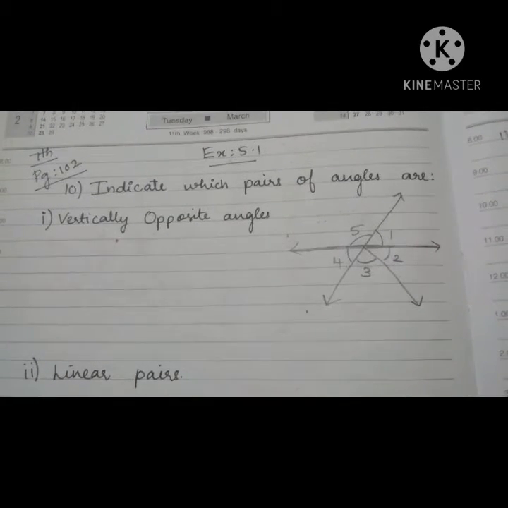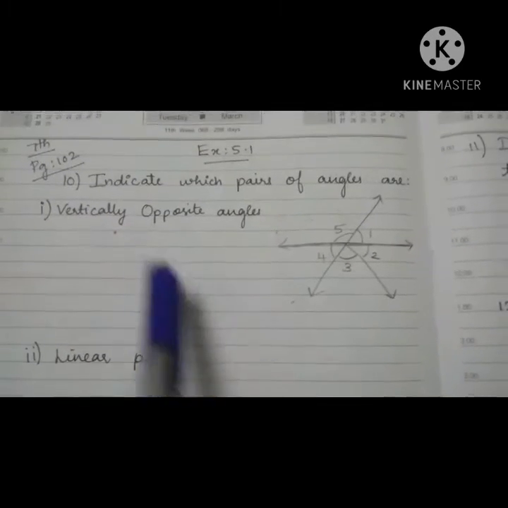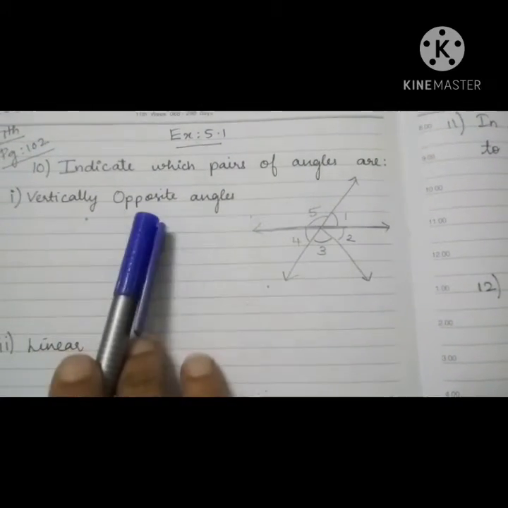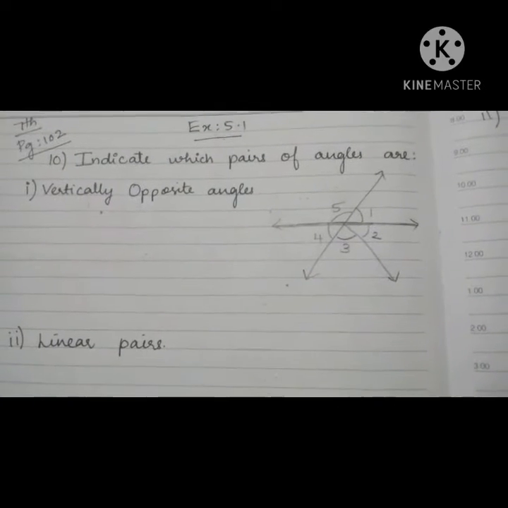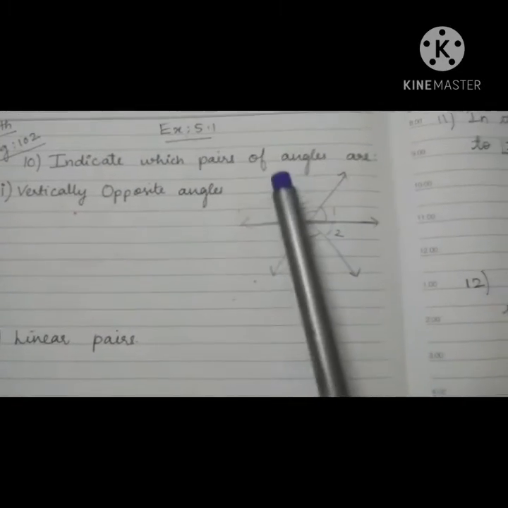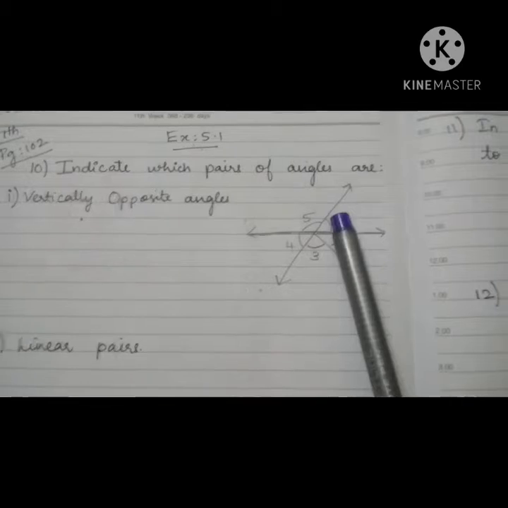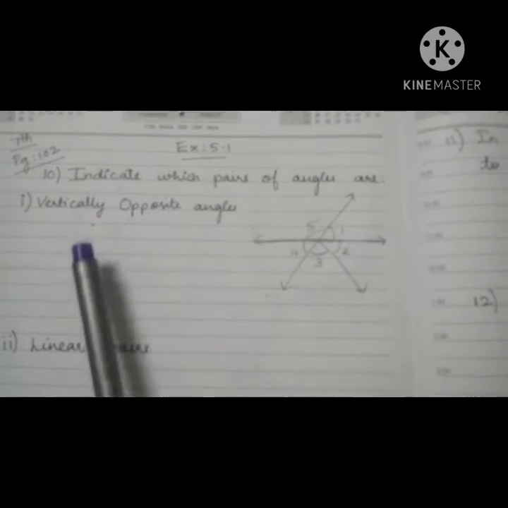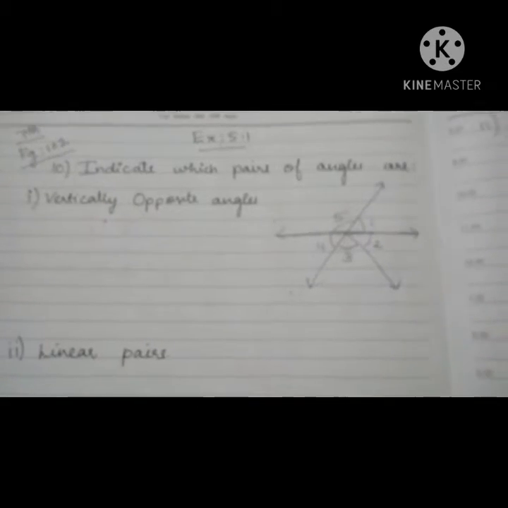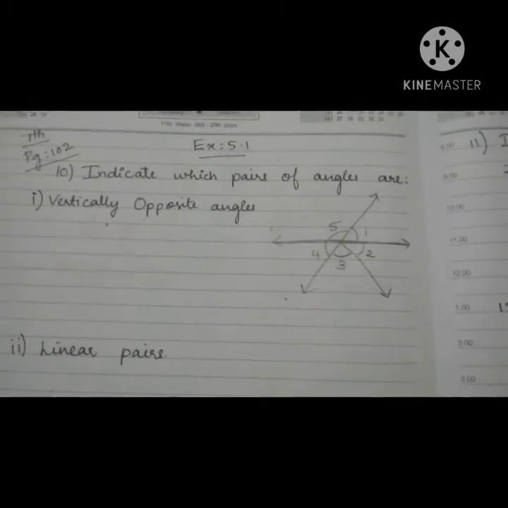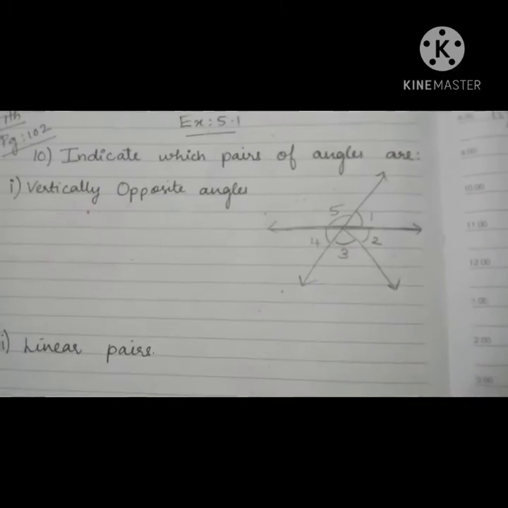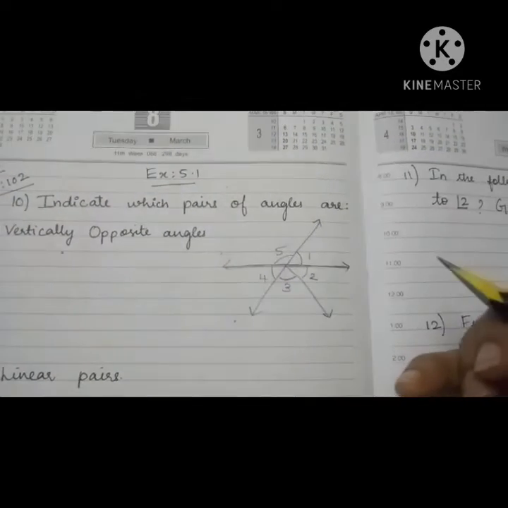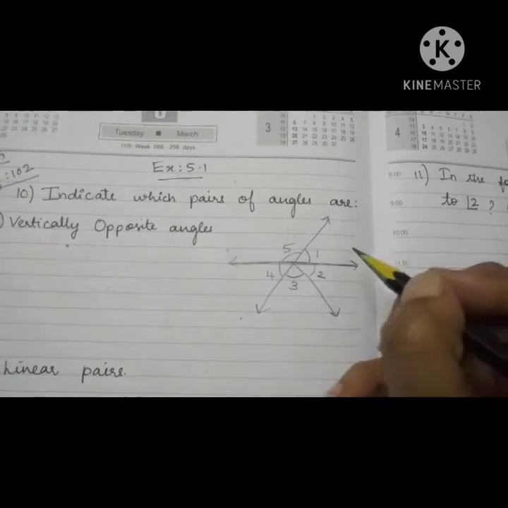Now it is from 10th sum. Indicate which pair of angles are vertically opposite angles. Okay, we are supposed to indicate which pair of angles. This diagram is given. In this diagram, which are vertically opposite angles, those pairs we are supposed to mention here. You know what is vertically opposite angle, right? They should be opposite to each other. So in this, which are all vertically opposite angles?